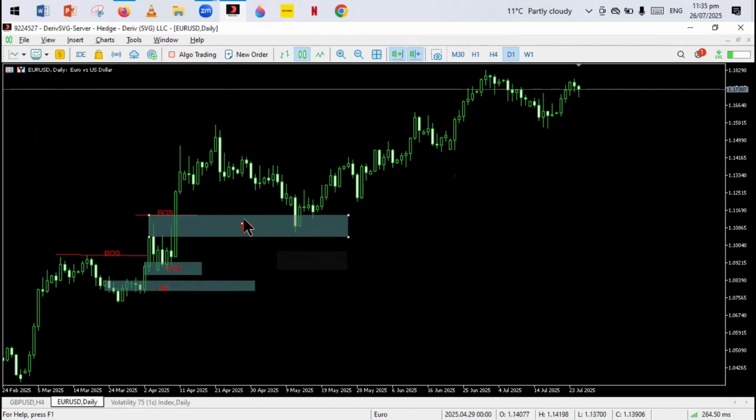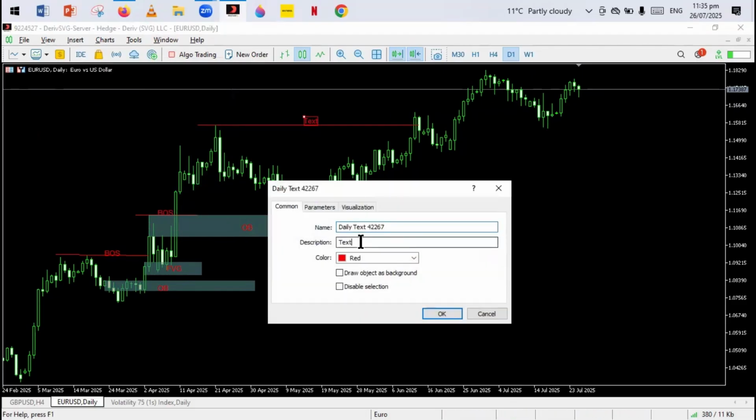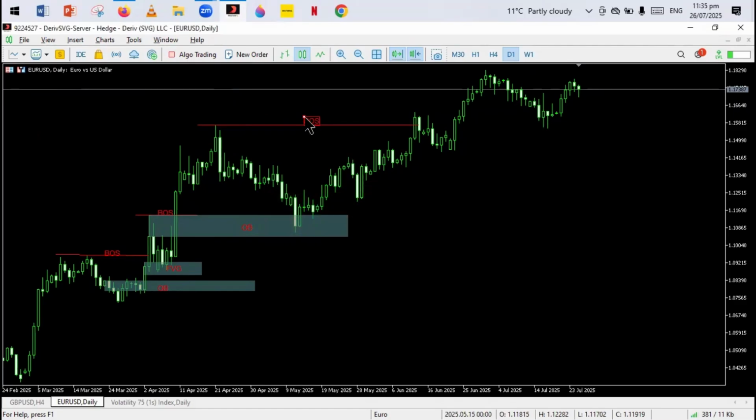Like that. And then we had a break of structure right there. That is a break of structure. That is a break of structure. That is a break of structure. And then price will always come back to tap.